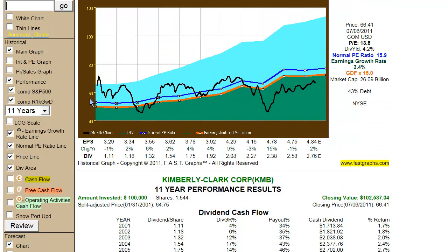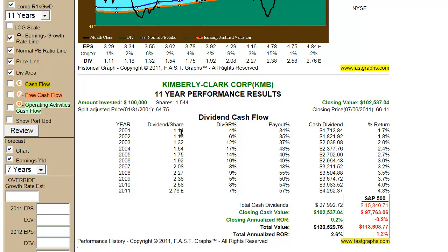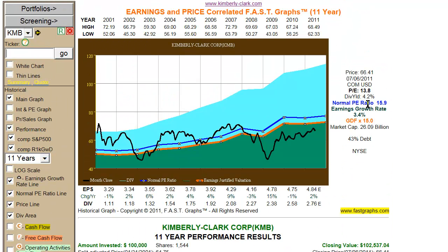$100,000 invested at the beginning when the price was overvalued would have grown to only $102,000, a very low rate of return, essentially breaking even, but slightly better than the S&P 500. But thanks to dividends, the company did almost twice what the S&P 500 did. I want you to also notice that because valuation was high, the entry-level yield in 2001 would have been 1.7%, where today you can buy Kimberly-Clark with a 4.2% yield.